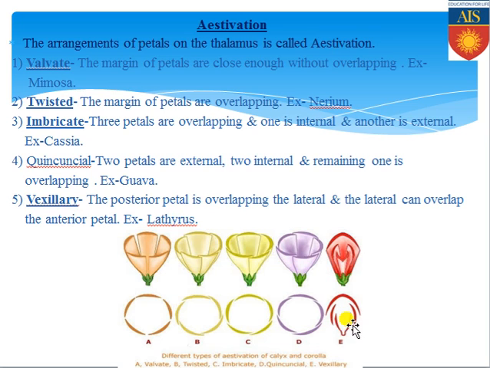Coming to the last type of the estivation, that is vexillary estivation. Here you can see the posterior petal is overlapping the two lateral petals, and the lateral petals can overlap the anterior petal. So posterior petal, you can see, is overlapping the lateral, these two, and this lateral can overlap this one, the anterior. So this is the anterior petal, these are the two lateral petals, and this one is the posterior petal. Example is Lathyrus odoratus, that is pea. In case of that, this vexillary type of estivation can be found. So this is overall the types of arrangement of the petals on the thalamus, and based on that, 5 different types, that is called estivation.